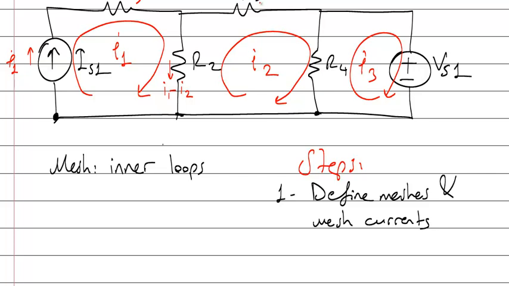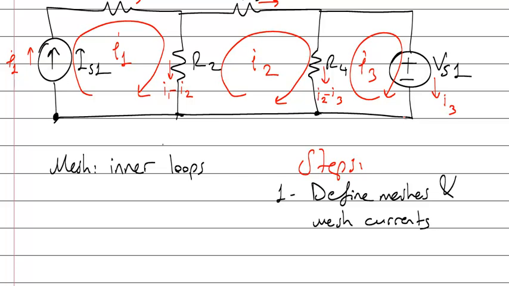What's the current of R3? I2. What's the current of R4? I2 is in the same direction, so I will say plus I2. I3 is in the opposite direction, as you see I3 is upwards, minus I3. Okay. What's the current of voltage source 1? I3. Okay, I have defined all component currents in terms of mesh currents.